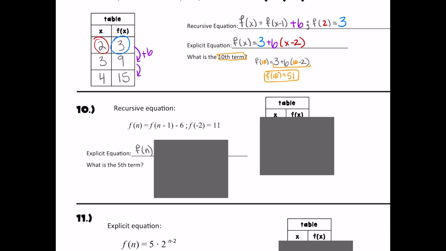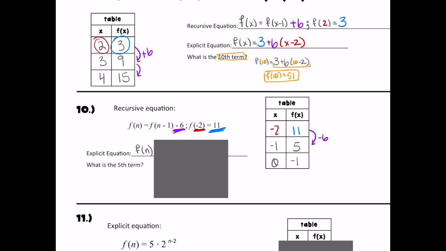So this time we have f of n equals f of n minus 1 minus 6, given f of -2 equals 11. So this is my start time, 11 is my start number, and minusing 6 is the math I do down my table. So look at my table. See how it's always good to use a table. It's always like the best way to make sure you have everything written down correctly. So we have -2 and 11.